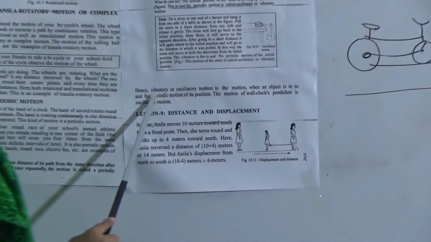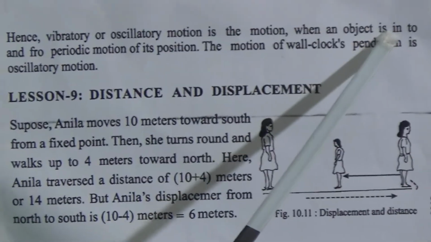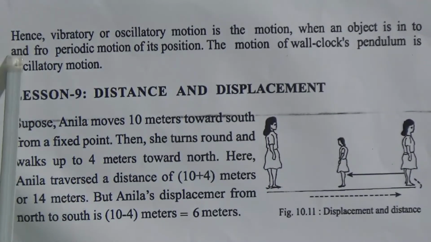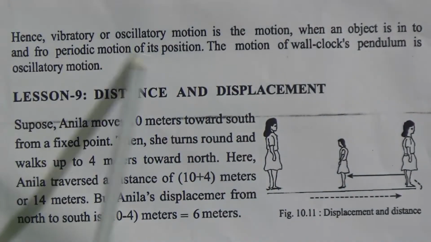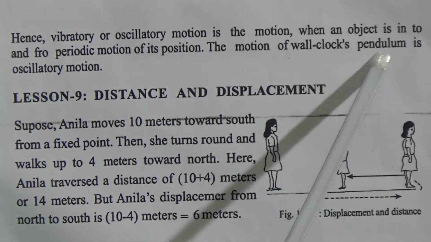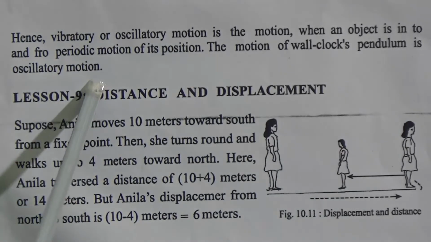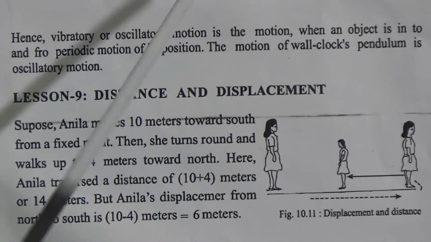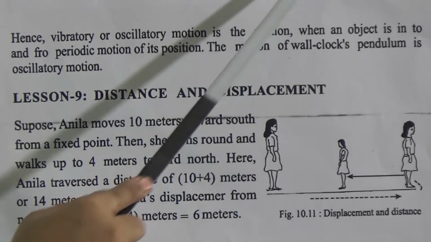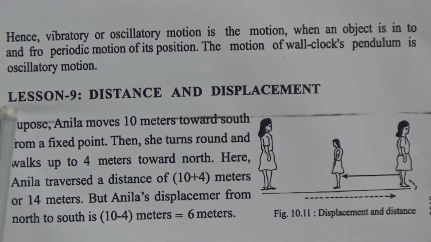Dear students, vibratory or oscillatory motion is the to-and-fro periodic motion of an object about its position. The motion of wall clocks and pendulums is oscillatory motion. Dear students, whatever we just did, this motion is called pendulum motion. That means this is called a pendulum. Then we will go to our next lesson.